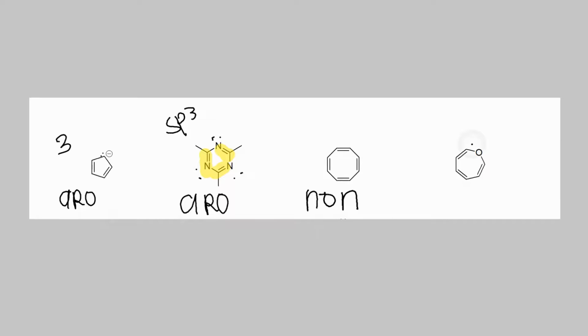Looking at the last compound, we see that it is fully conjugated. It has 4 pi bonds and it is cyclic, but same as the previous one, it has 7 carbons and it would want to bend, therefore it is not a flat compound, making it a non-aromatic compound.